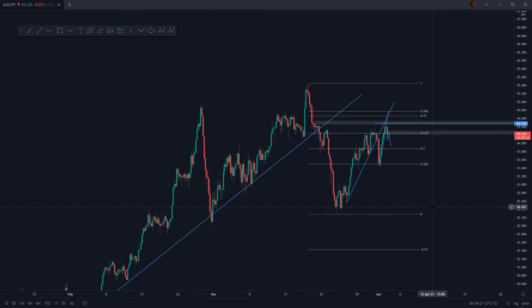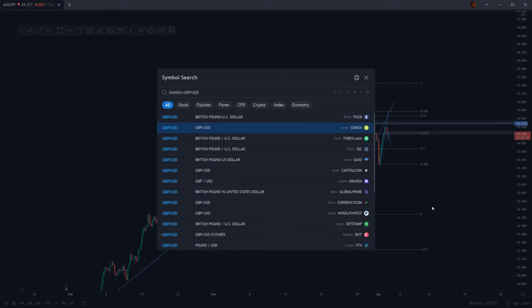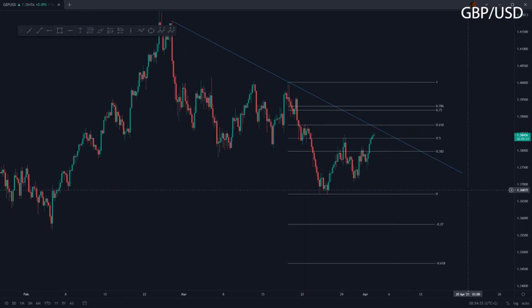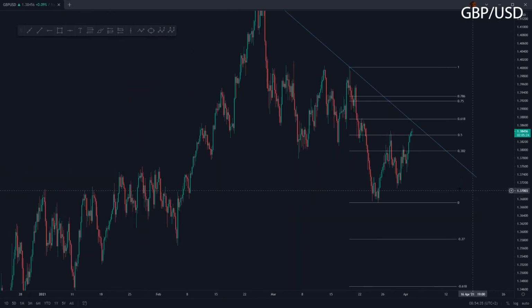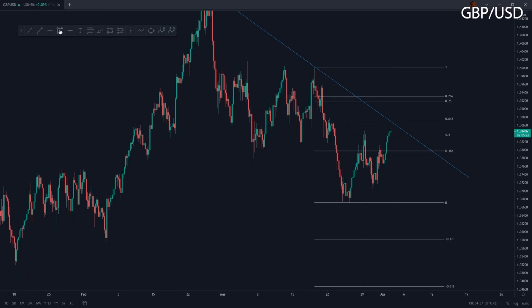So that is Aussie yen for you. Let's head over to pound dollar. And pound dollar is also playing out to the T. If you want to know what I mean by that, go and watch yesterday's session. Because what are we doing? We are taking out all liquidity above the highs.